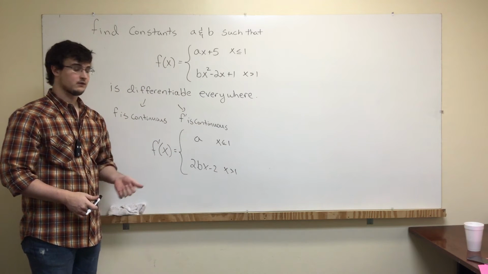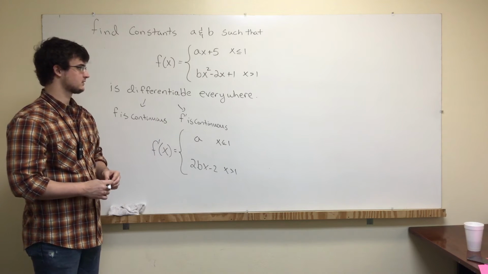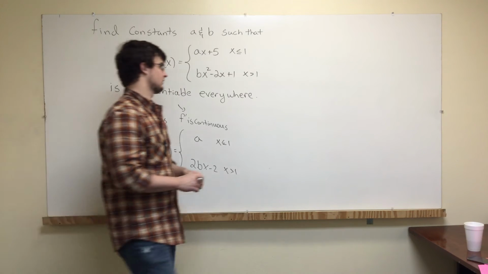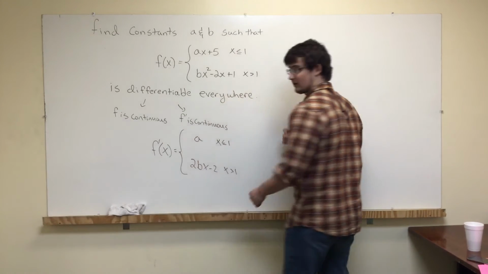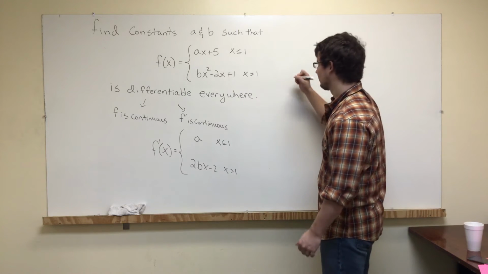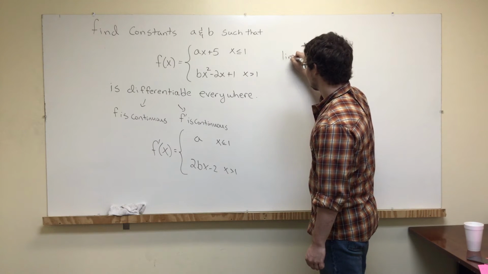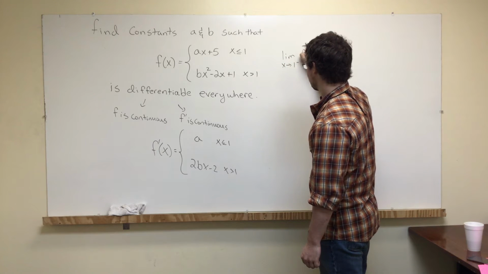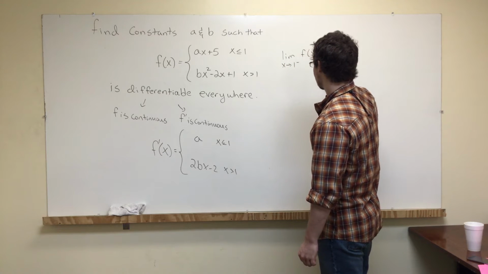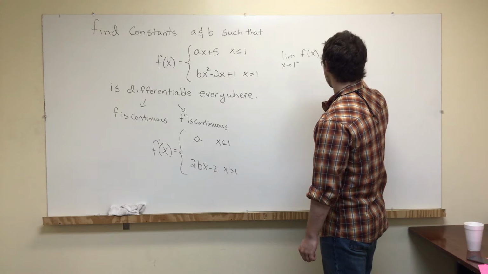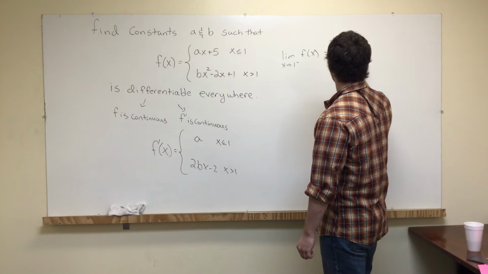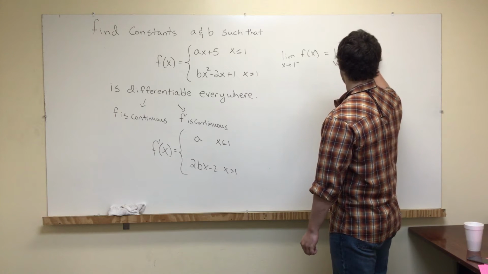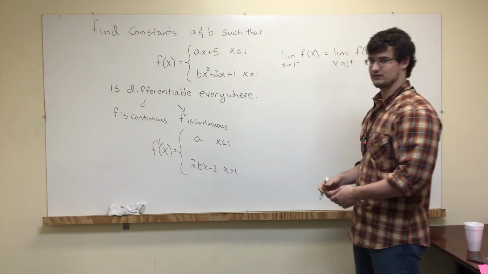Now, let's make sure these two functions are continuous. And the way we do that is we want to check around 1 only. So what I really want to do is limit as x goes to 1 from the left, f of x needs to be limit as x goes to 1 from the right, f of x.